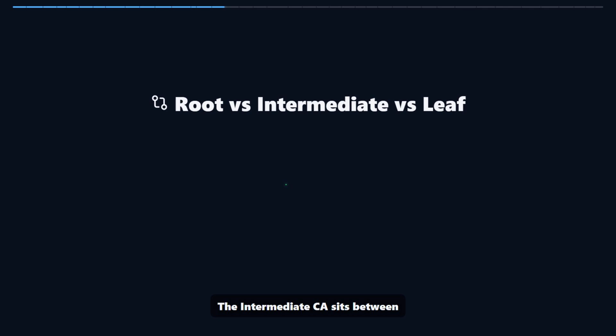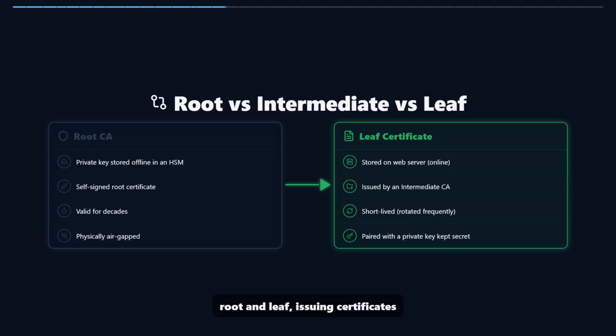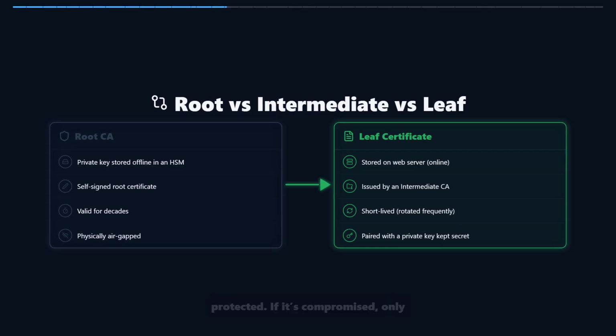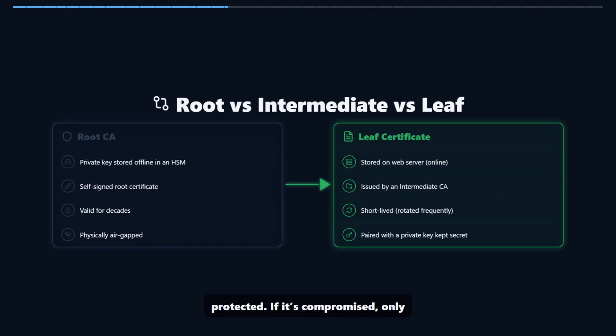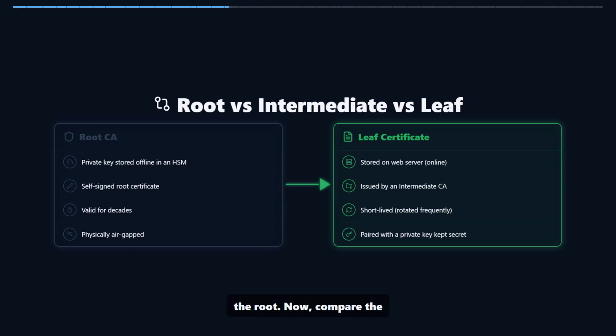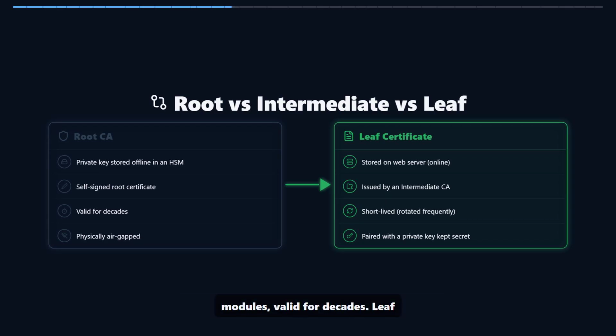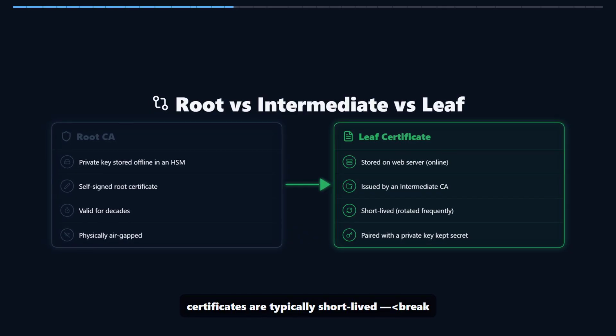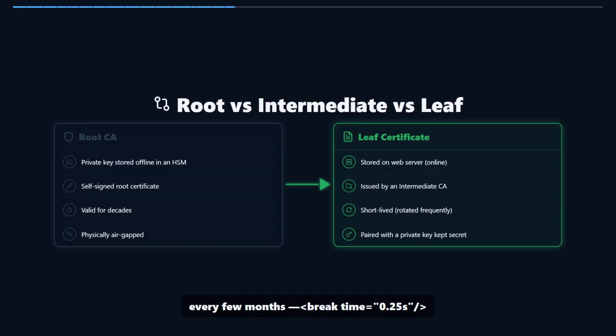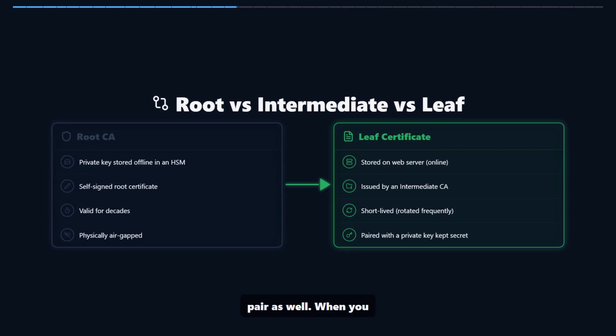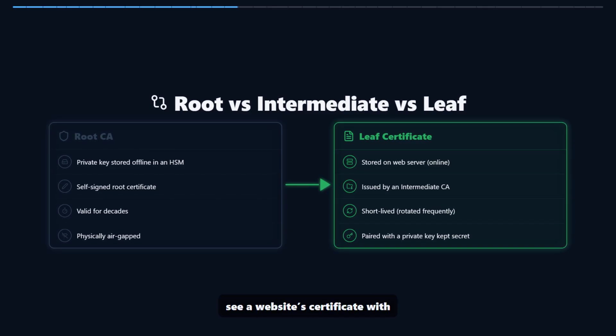The intermediate CA sits between root and leaf, issuing certificates daily. It's online but heavily protected. If it's compromised, only certificates below it need revoking, not the root. Now, compare the extremes. Root CAs are fortresses, air-gapped, in hardware security modules, valid for decades. Leaf certificates are typically short-lived. Some organizations rotate them every few months to limit exposure, and rotating them effectively rotates the key pair as well. When you see a website certificate with a short expiration window, that's by design.